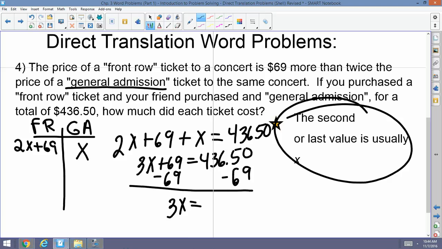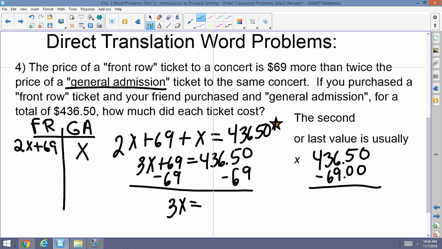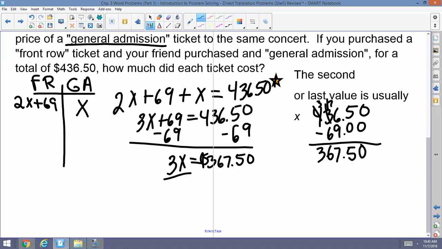3x will equal, let me clean this up a little bit so I can do some work here. So 436.50 minus 69. Remember, guys, line up the decimals. So 0, 5, that's a 7. So that's going to be 6, so 367.50. And then I simply divide by 3.